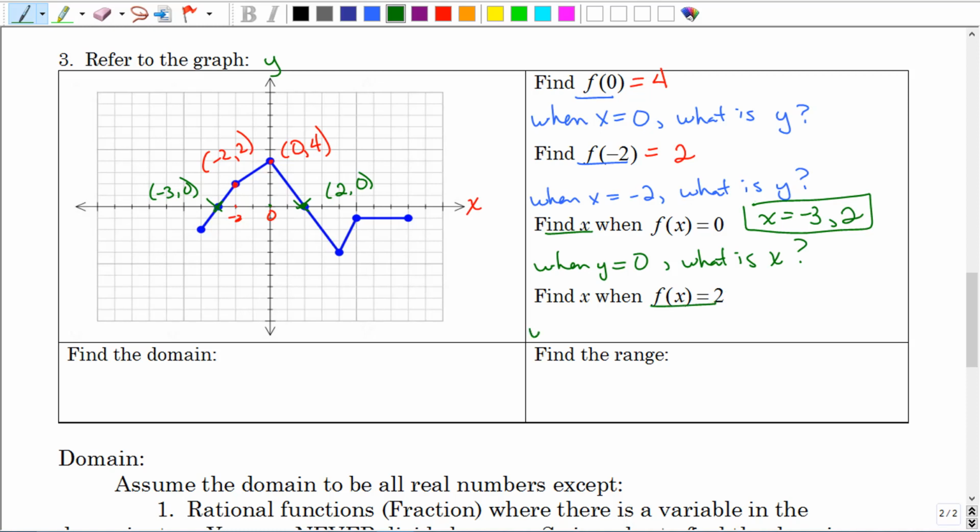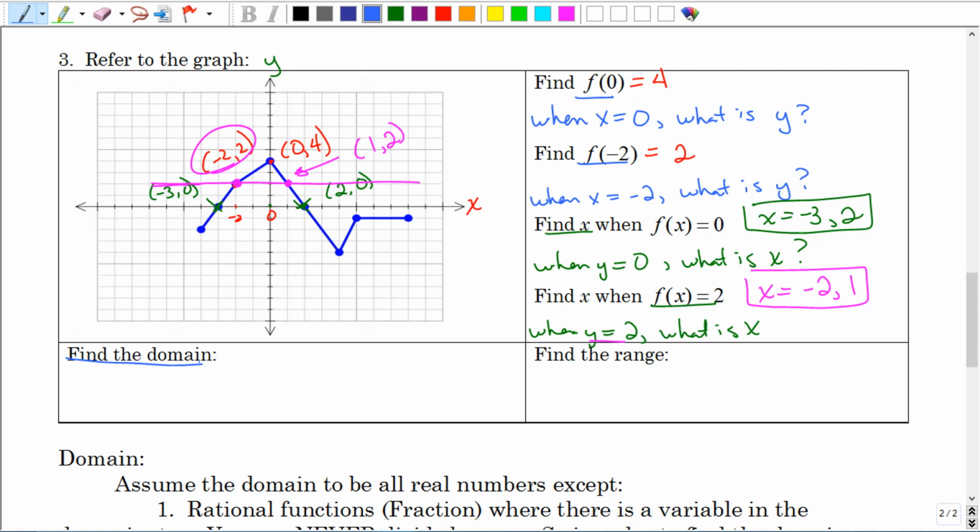Same thing here. It says when y equals 2, what is x? Okay, so let's see, when y is 2, do I hit the graph? Yes, I do. 2 times. So this point, x is 1, y is 2. And this point, we already have written that down. So what are our x values? X is negative 2 and positive 1.